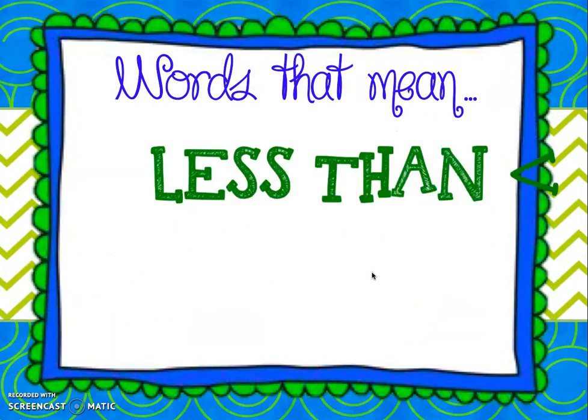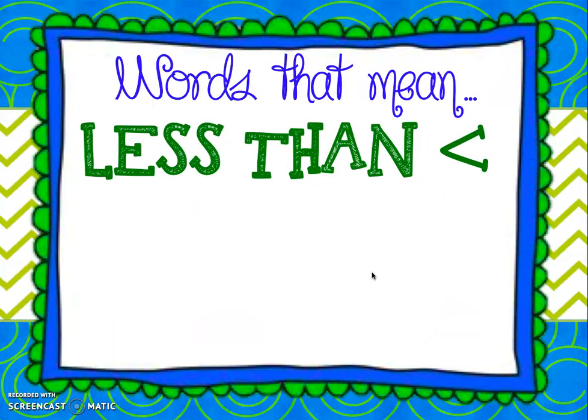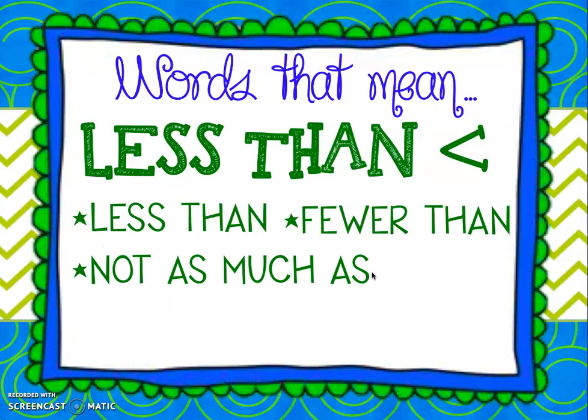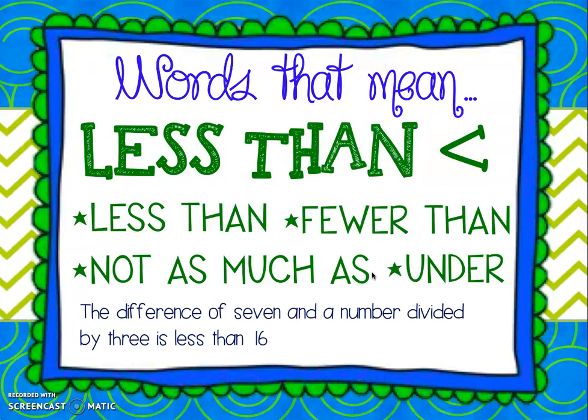Okay, so words that mean less than. We talked about these in class, and I'm just going to review them with you right now. Words that mean less than are words like less than, fewer than, not as much as, under. So all of these are saying it can't be that number. It's got to be anything less than that. Okay. So for example, the difference of 7 and a number divided by 3 is less than 16. Difference tells us to subtract. So we have 7 minus n/3 less than 16.